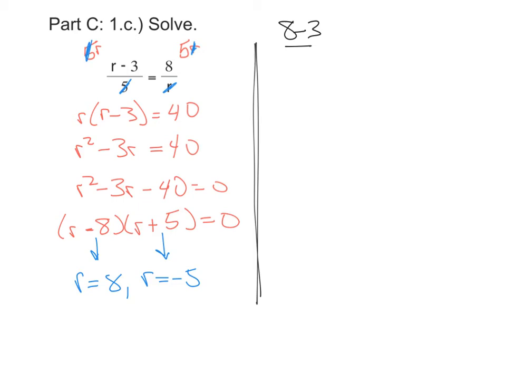(8 − 3)/5 = 8/8. Well, that would be 5/5 = 8/8, so 1 = 1. Yes, that means r = 8 is a solution.